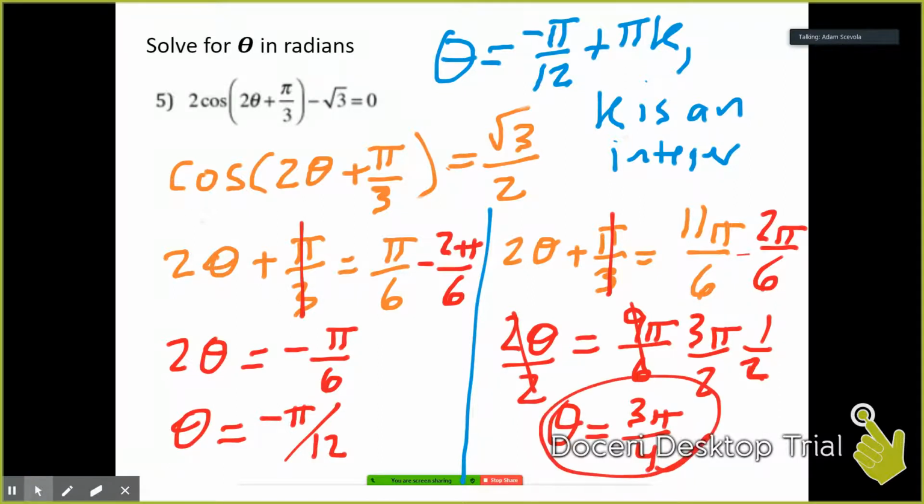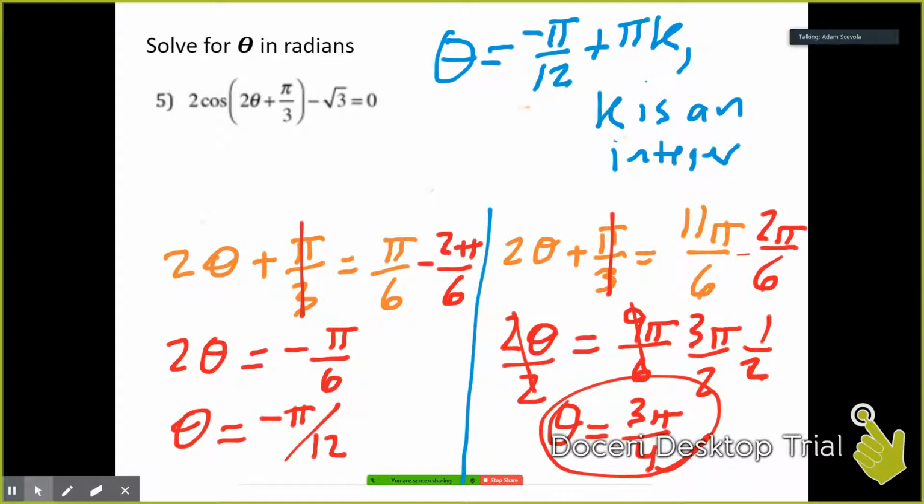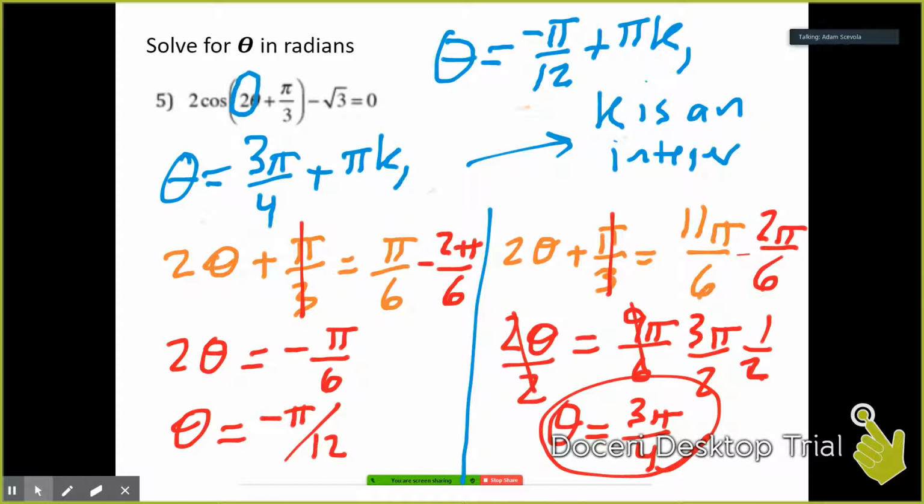All right, so our other answer would be theta equals 3 pi over 4 plus pi times k, where again, k is an integer. So we solve the equation and then just add the period times k to it when there's an infinite amount of answers. And again, period is 2 pi over b for sine and cosine, pi over b for tangent.